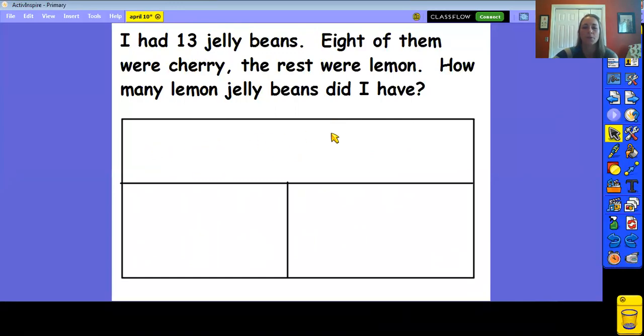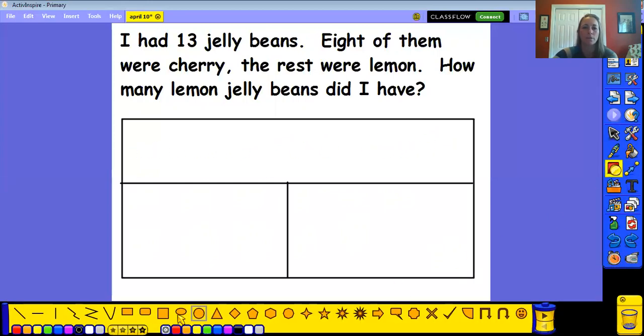Let's do 13. And don't color them in. Just 13. You can use maybe an oval shape like this. 13 of them. And then we can make 8 of them cherry and move them down to the part. The rest are lemon. Here's where our lemon jelly beans will go. And then try to write a subtraction sentence to go with it. Okay? Go ahead and give that one a try. Pause the video and give it a try.